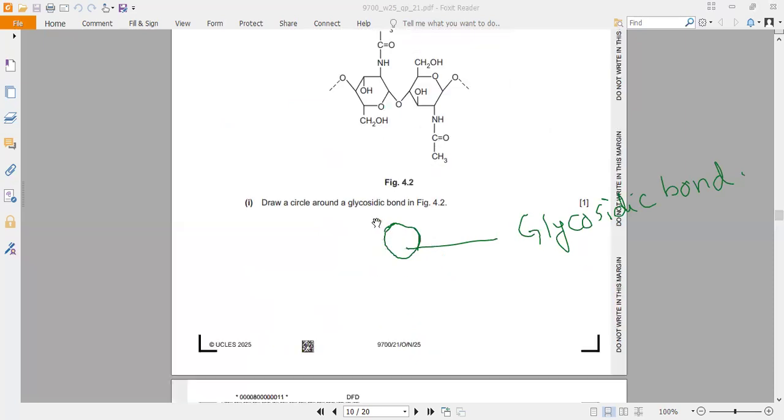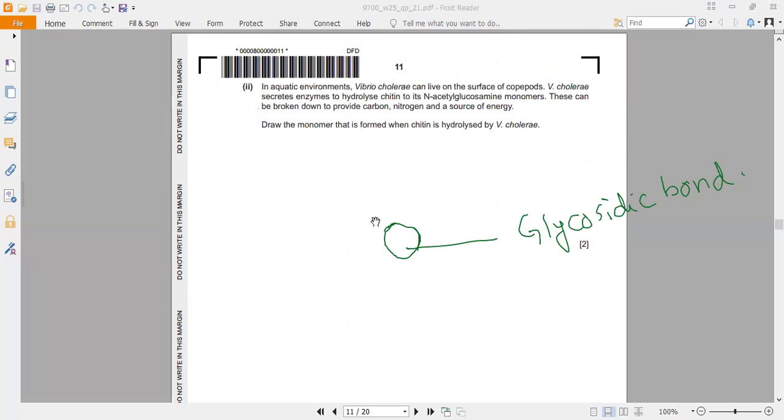Now the next part of this question is: in aquatic environments, Vibrio cholerae can live on the surface of copepods. V. cholerae secretes enzymes to hydrolyze chitin to its N-acetylglucosamine monomers. These can be broken down to provide carbon, nitrogen, and a source of energy. Draw the monomers that are found when chitin is hydrolyzed by V. cholerae. This is the type of bacteria which causes cholera.